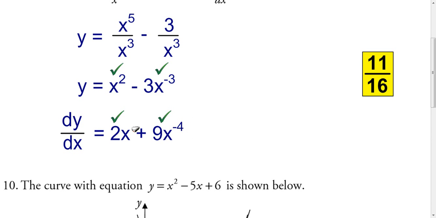That is all you need to do in the NAB. You don't have to rearrange it to 9 over x to the power 4. I would encourage that, but at NAB level, that will get you full marks.